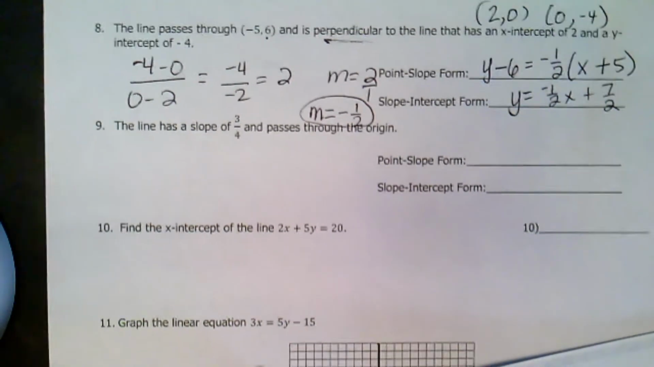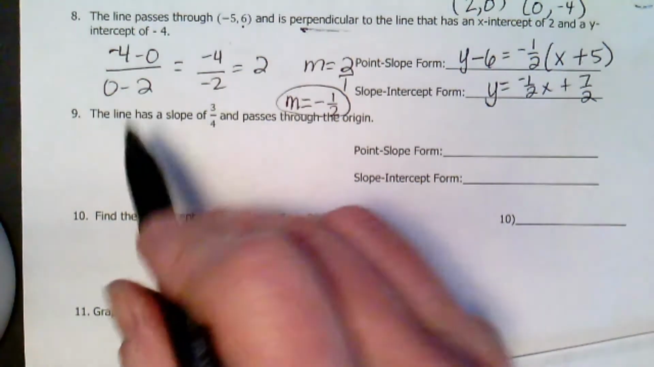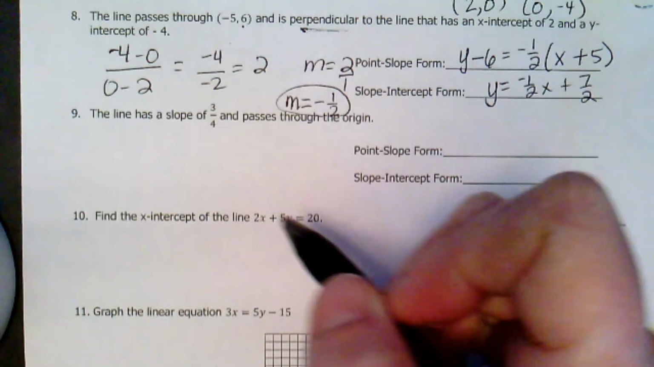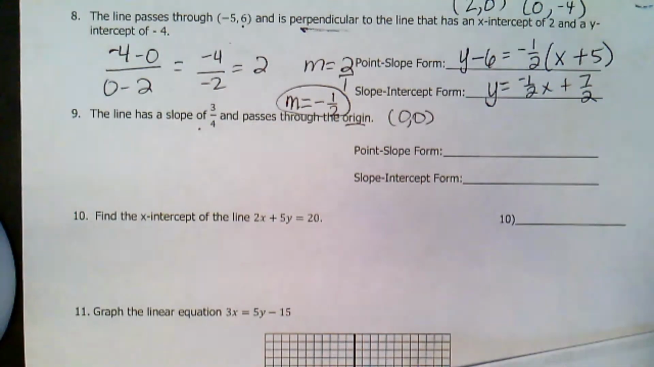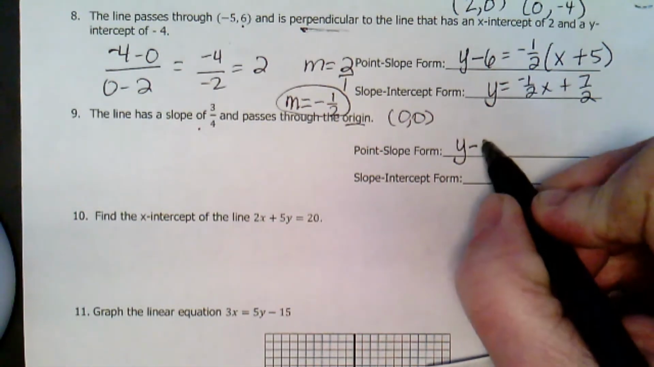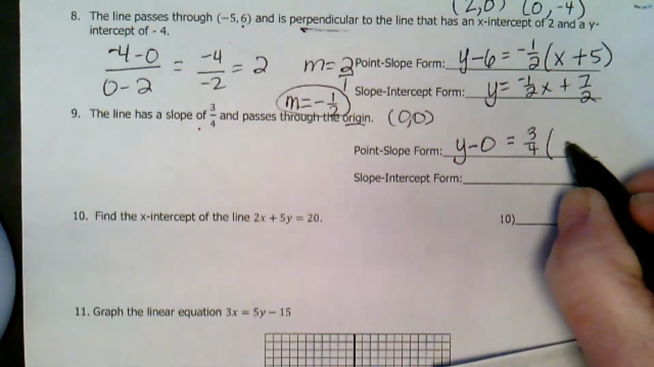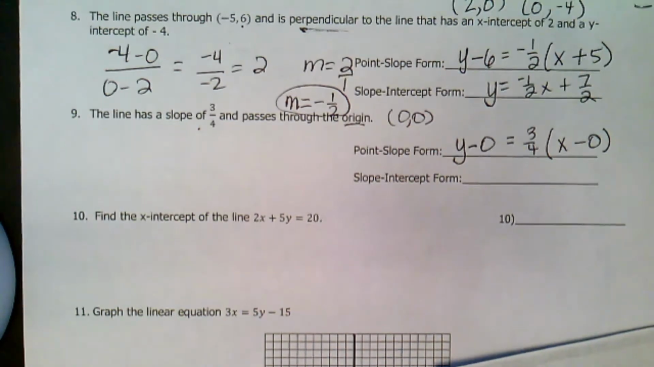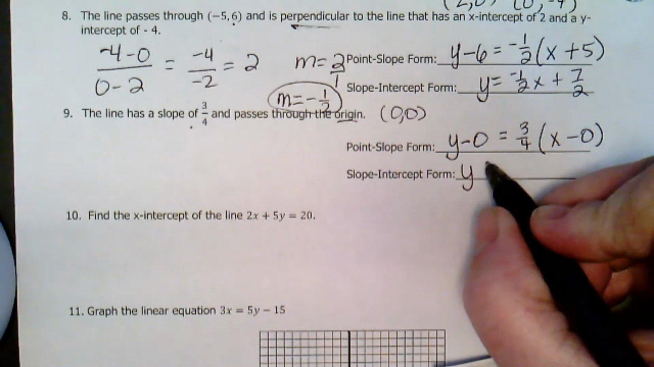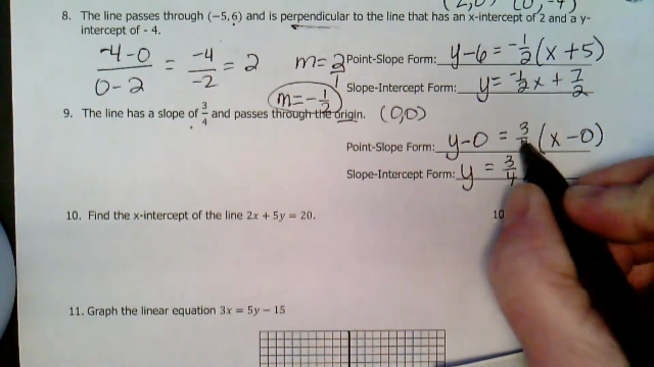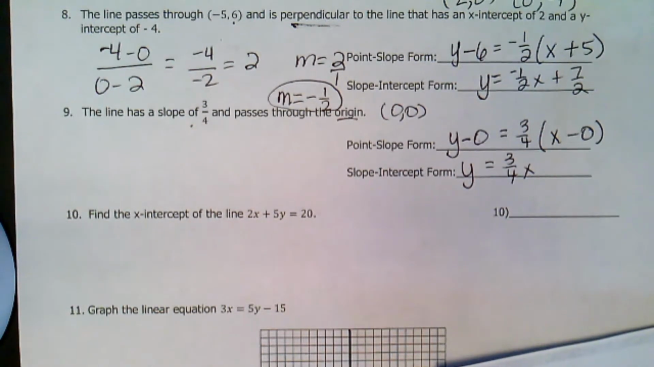Alright, number 9, the line has a slope of 3/4 and passes through the origin. So remember, we need the slope and we need a point. They gave us the slope. Origin just means 0, 0. So we're going to say y minus 0 equals 3/4, that's the slope they gave us, and x minus 0. So that's our point slope form. If we simplify this, this will cancel out, and our 0 coming over cancels out. So that is our final answer.